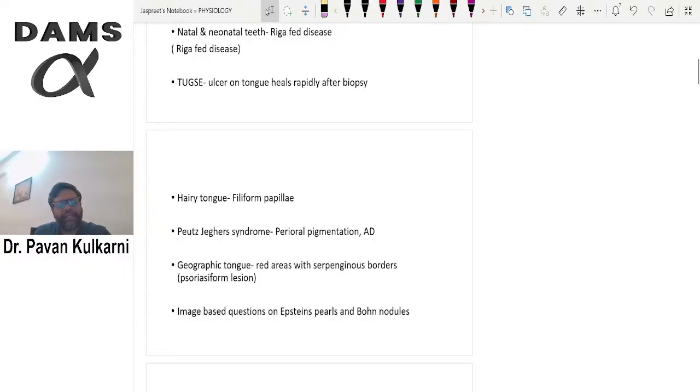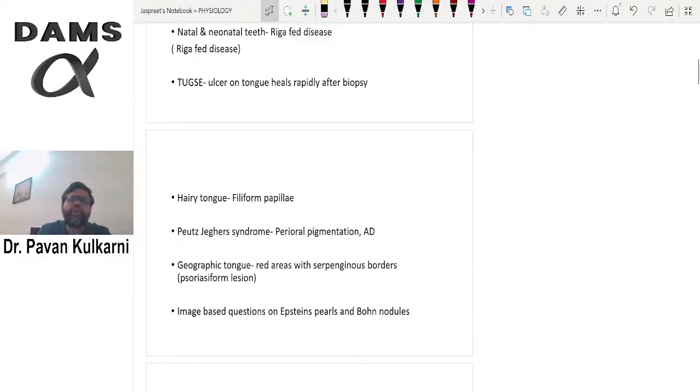So they can ask you image-based questions on Epstein pearls and Bohn's nodules. All of us know there are certain structures, developmental disturbances, that you see on the palate. So they can give you an image of white nodules. If you see the white nodules along the mid-palatine raphe, what is it? If you see the white nodules at the junction of hard palate and soft palate, what is it? That kind of questions you can expect.